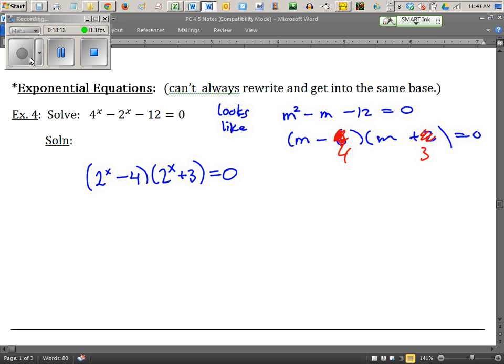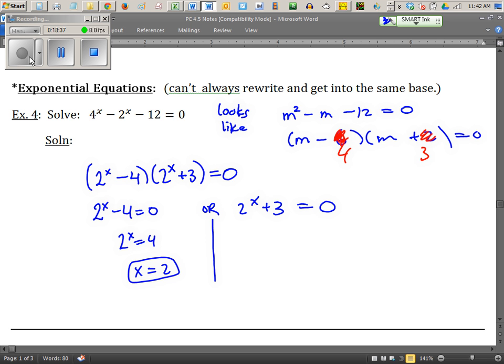So the zero product property states that 2 to the x minus 4 equals 0, or 2 to the x plus 3 equals 0. So write that. And now let's solve it. So you add 4 over. And you can tell the answer is obviously x equals what? 2. This one you subtract the 3 over.